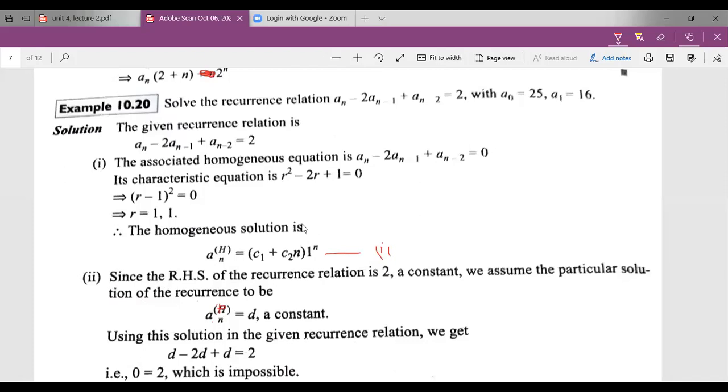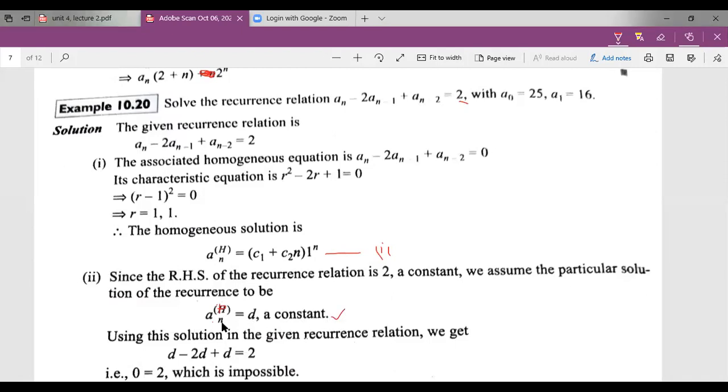Since the RHS of the recurrence relation is 2, and it is a constant, we assume the particular solution for this constant term. So when the RHS term is a constant, the particular solution is a constant d. So a_n^(p) is equal to d, a constant.